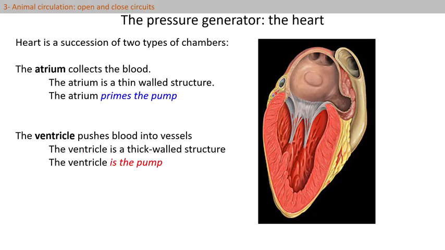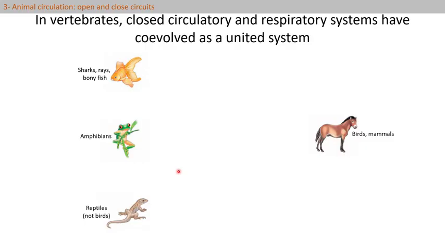So the ventricle is a thick-walled structure. You see, it's a strong muscle that generates most of the pressure to push blood in the circuit. Amongst organisms with a closed circulatory system, you have different designs that exist. And I want to discuss with you 4 types of designs. And those designs are interesting because they demonstrate a coevolution between the circulatory system and the respiratory system. So let's start with the first type of design that you find in fish.